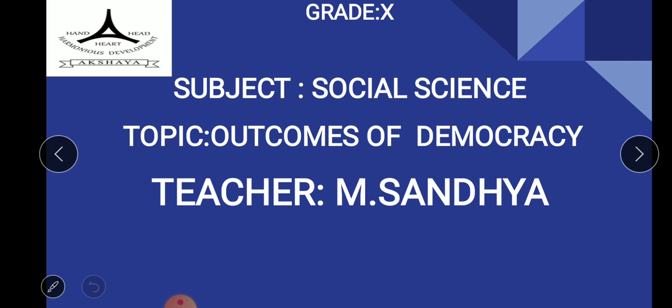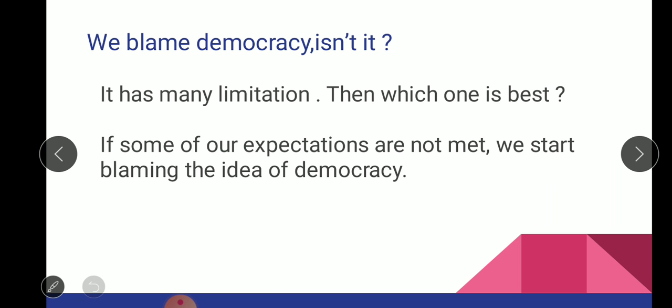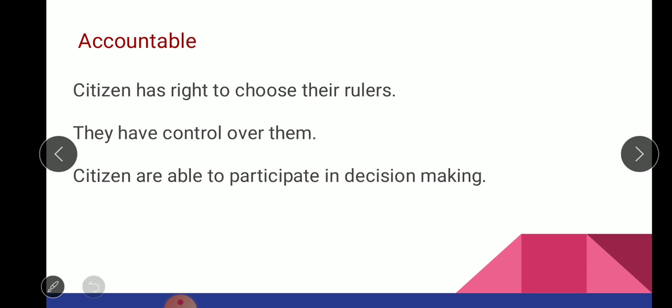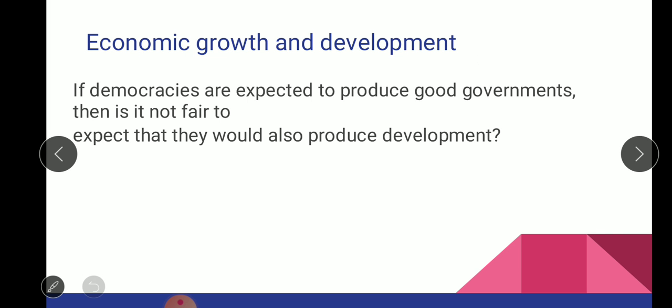We are dealing with the civics chapter, that is outcomes of democracy. So, in this chapter, previously we saw many things like why democracy is important, how to assess democracy, how it is accountable, responsive, and legitimate towards the people.